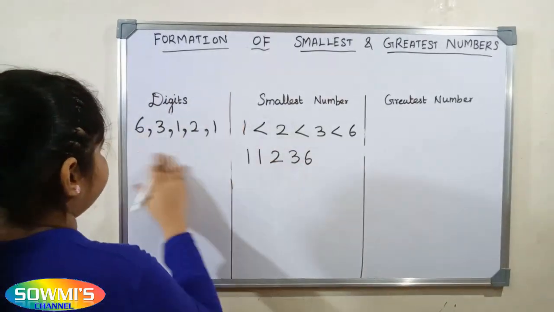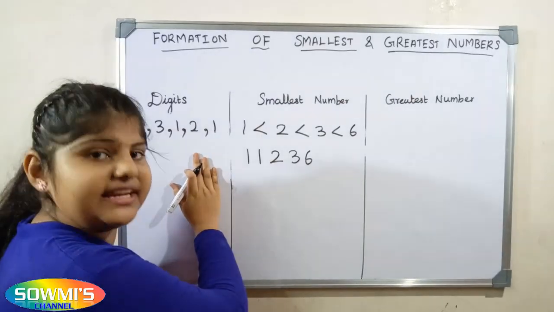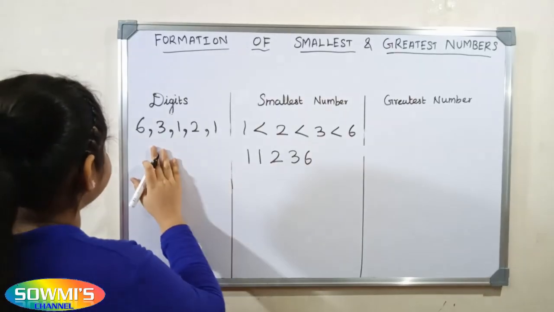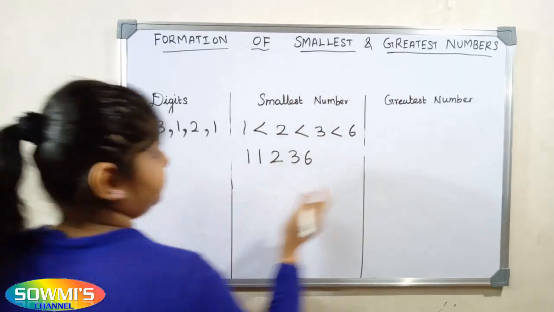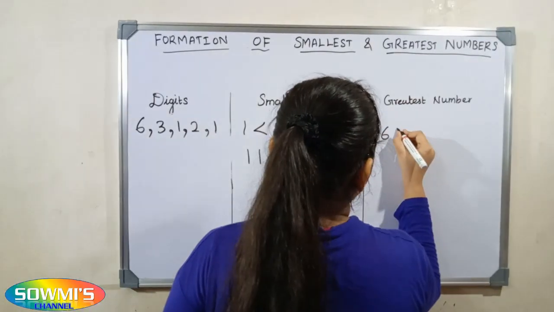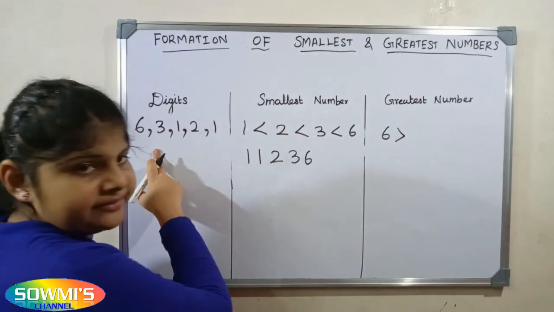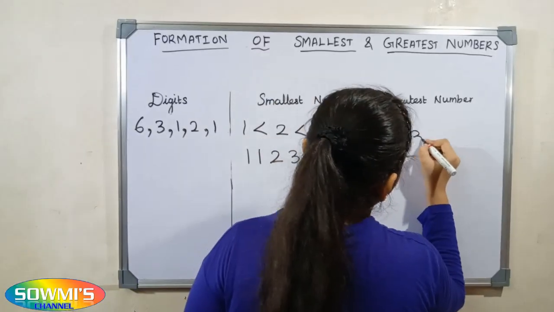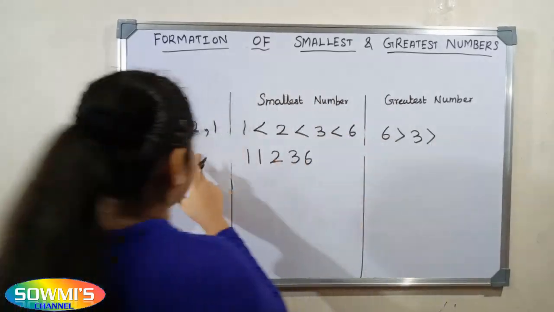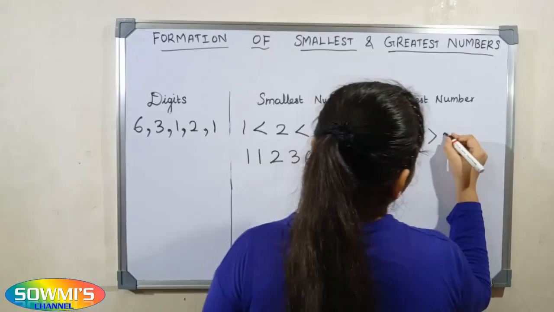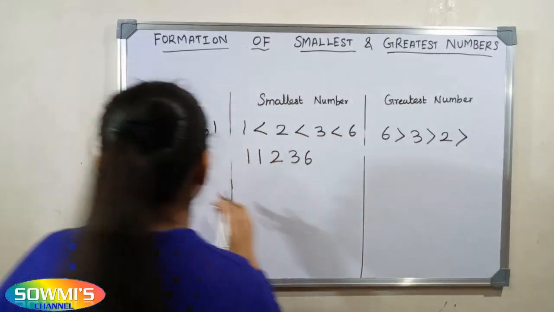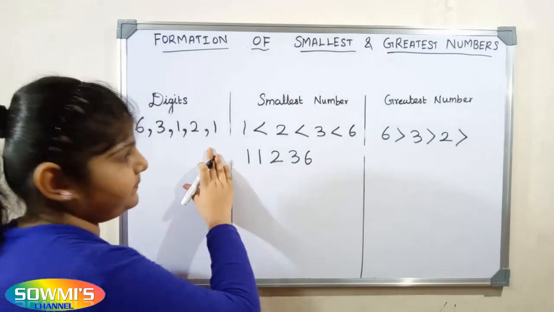Next we will see how to form greatest number. To form greatest number, we have to arrange these digits in descending order. Here the greatest digit is 6. 6 is greater than 3. 3 is greater than 2. And here the smallest digit is 1.